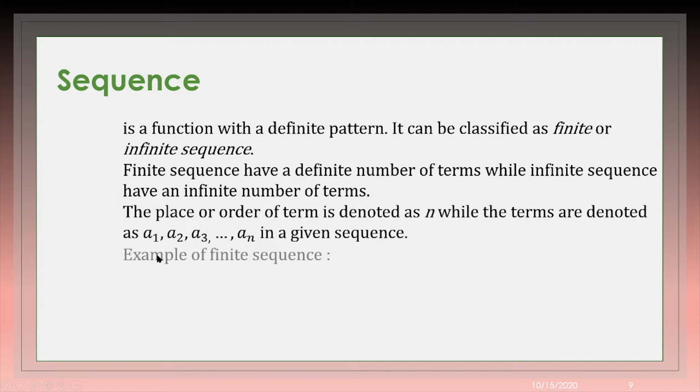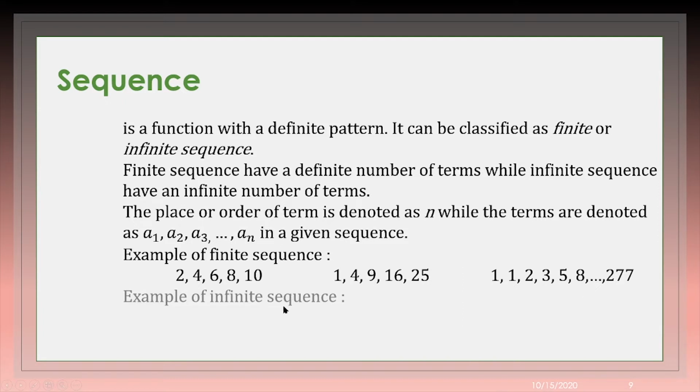So I have here examples of finite sequences. We have 2, 4, 6, 8, 10; 1, 4, 9, 16, 25; 1, 1, 2, 3, 5, 8; and 200 up to 277. In these examples, as you can see, it is definite, so we can count the number of terms.